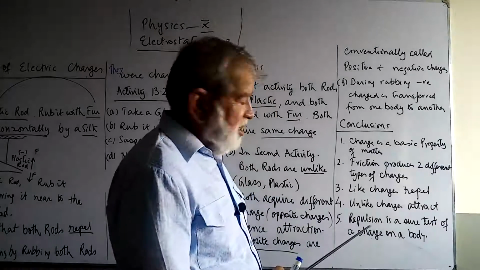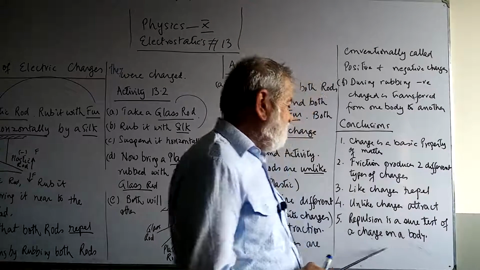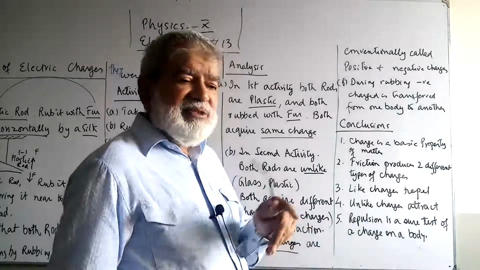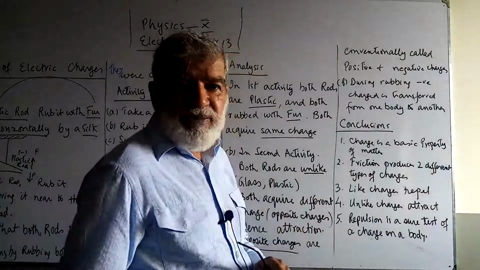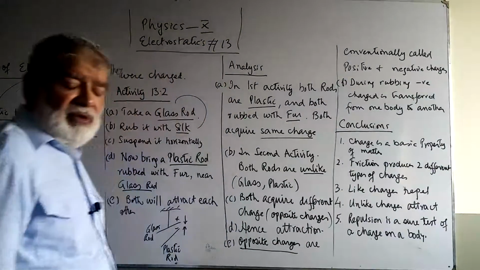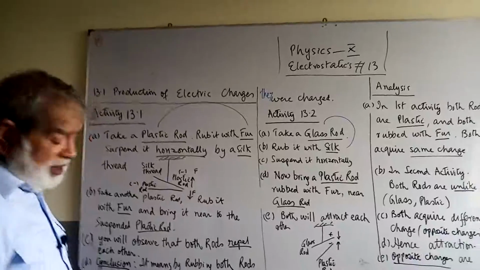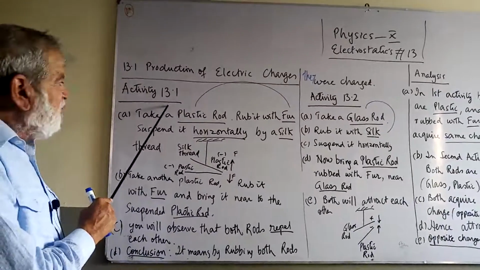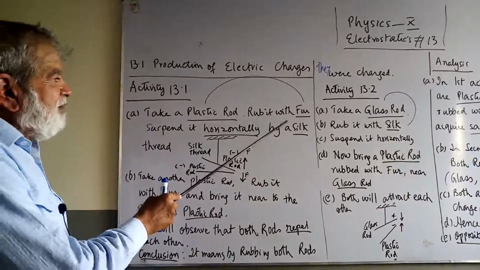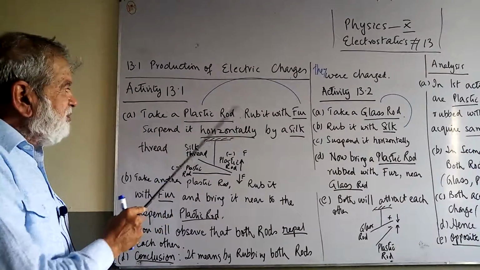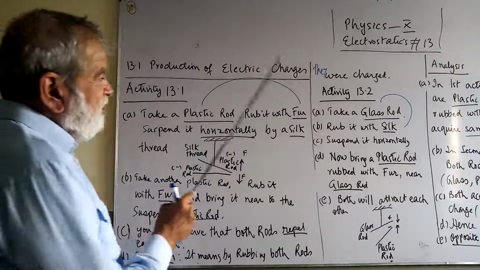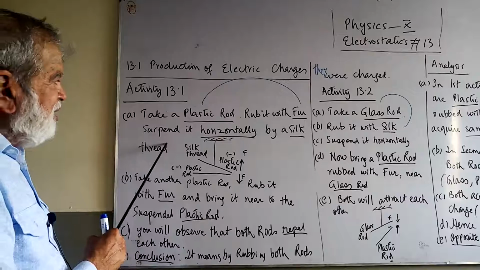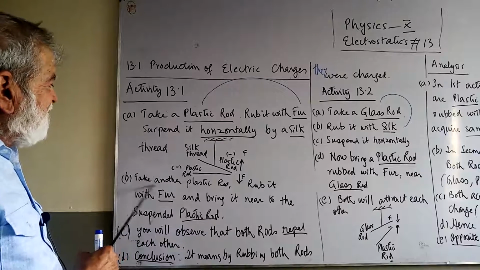And number 5, repulsion is a sure test of a charge on a body. Whenever a body repels other charge, this is where you can find out what kind of charge that body possesses. So, coming back and recapitulating what we did, this production of electric charge, activity 13.1: take a plastic rod, rub it with fur. Always remember, plastic rod is always rubbed with fur, and suspend this rod horizontally by a silk thread.